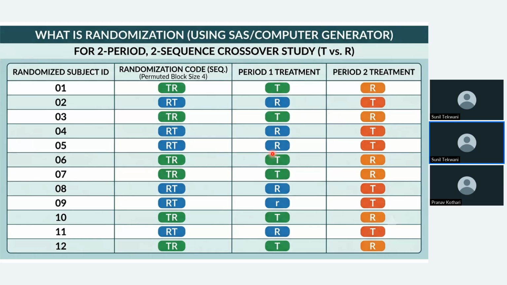Apart from crossover study, there is a parallel study as well, which we will not go through now because it is not common. Okay. So crossover study means if in the period 1 test product was taken, period 2, it will be reference. If it was reference, then it will be test product. So this is crossover study.